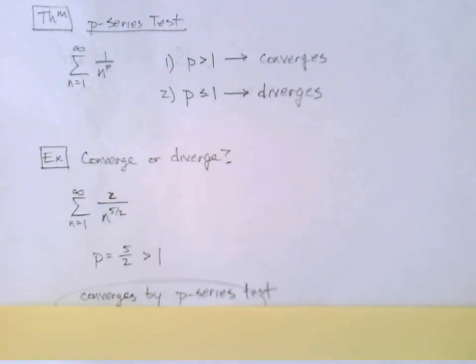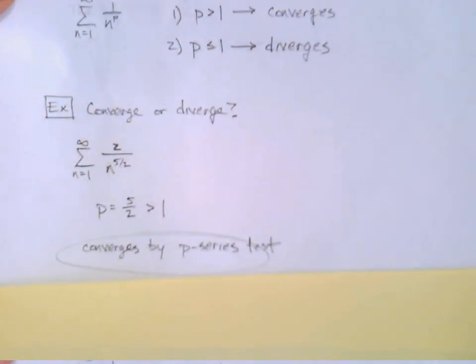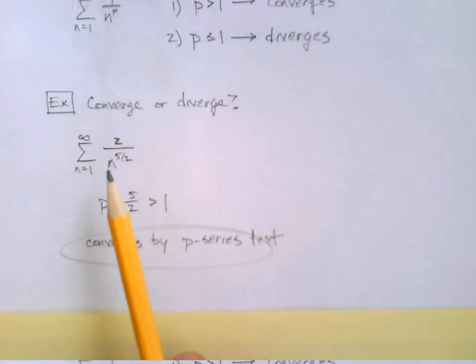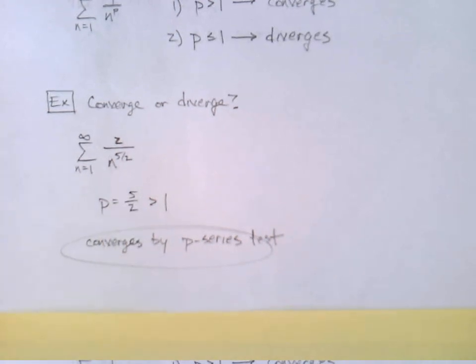Well, 5 halves, p equals 5 halves, we would say. That's bigger than 1. So this converges, simple as that. This converges by the p-series test. We don't have to take any integrals. We don't have to check the function conditions. We've got a new test specifically for this simple case. Just check the power. It's bigger than 1, so we know it converges. And of course, we cite the test.